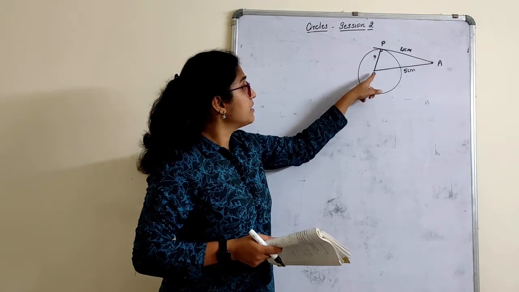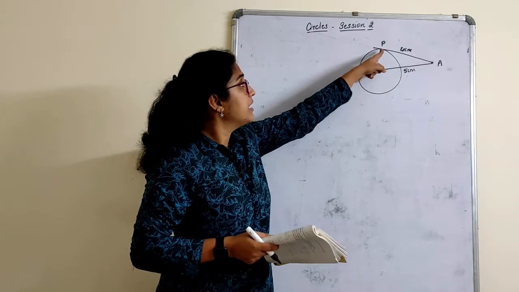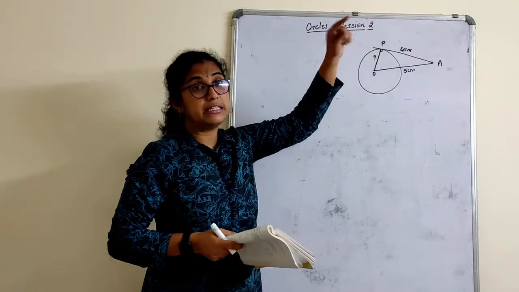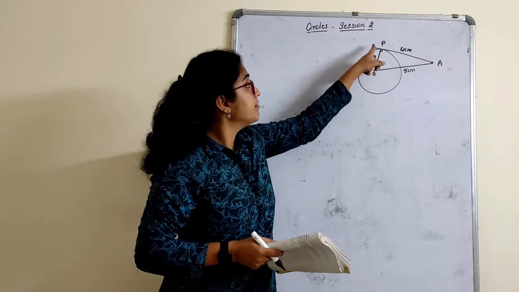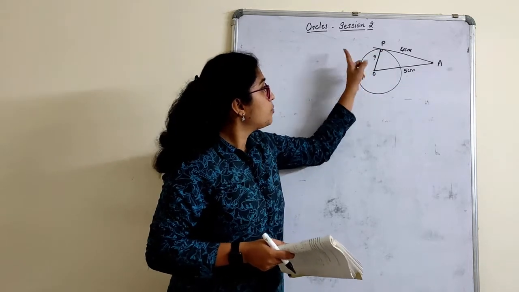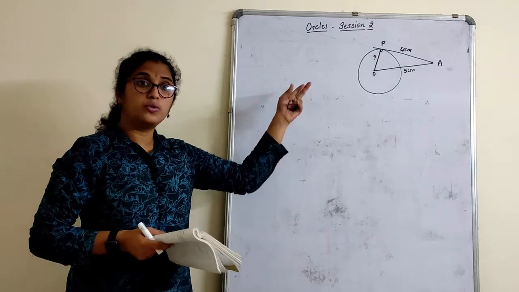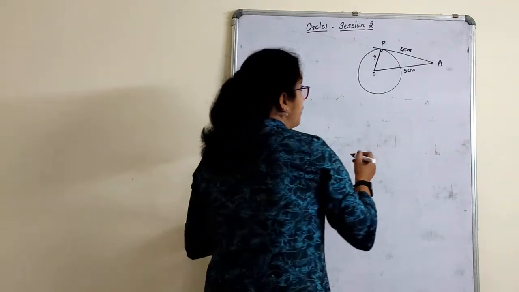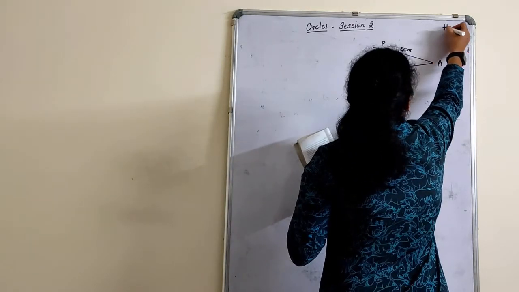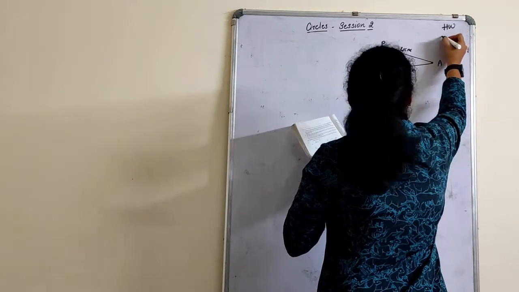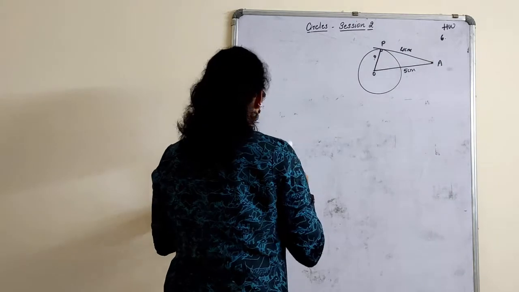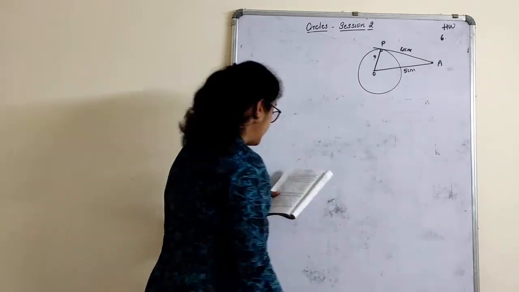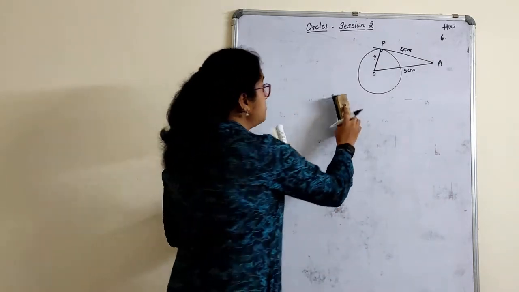O is the center of circle. In triangle OPA, angle P is 90 degree. Reason: tangent radius theorem. Then OA square is equal to OP square plus AP square, and find the measure of OP. Right? Sixth one I am marking for homework. I have already drawn the figure also for you. Next, seventh one.